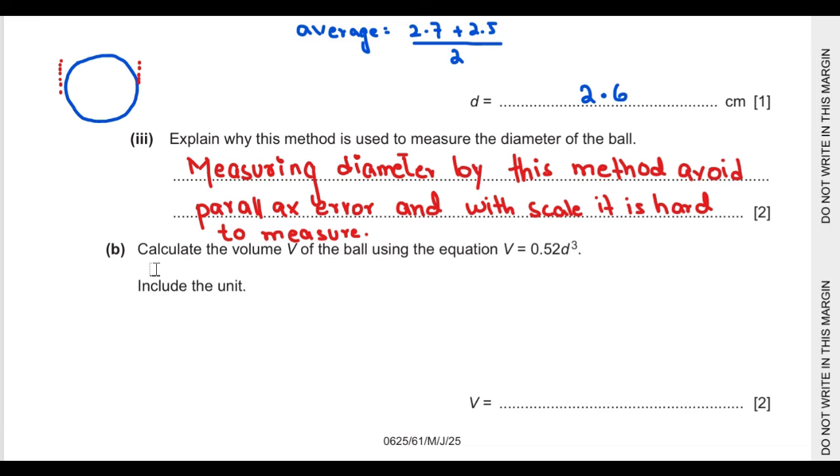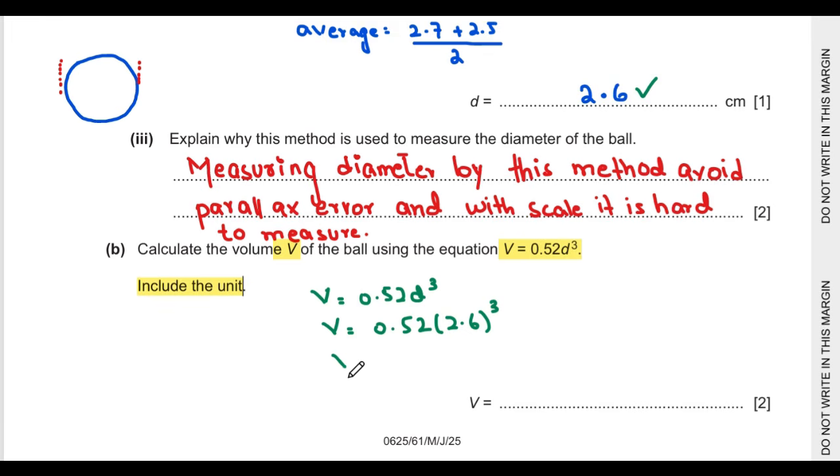B part says calculate the volume V of the ball by using this equation and include the units. So we are provided with the equation of volume: V is equal to 0.52 times d cube. Now we have the value of d, which is the diameter. We have just calculated the average, it is 2.6. So I'll put that into this equation. It would be 0.52 times 2.6 cube.